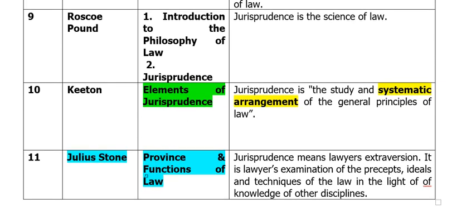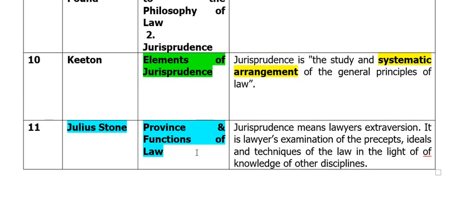Then Julius Stone's book The Province and Function of Law is there. This can also be asked in the exam.